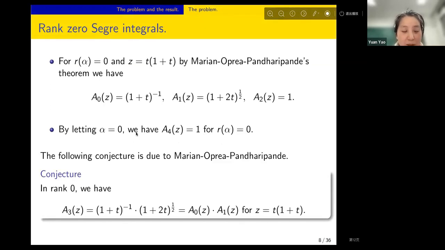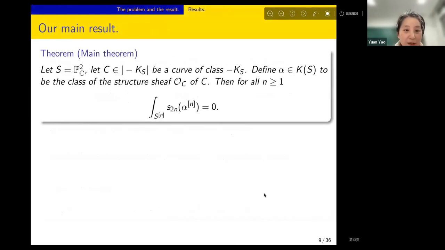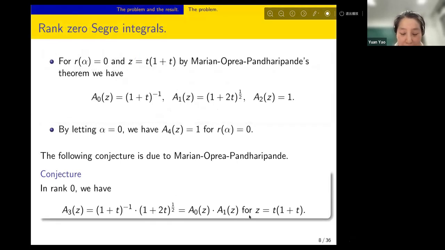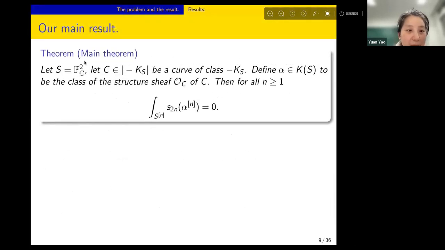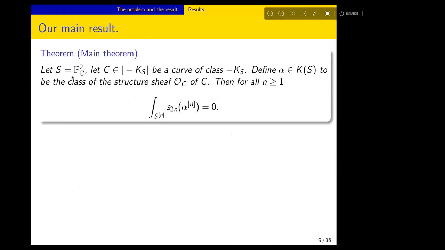Now, how about A3? This is the conjecture. So in rank 0, we have this formula. Okay, not complicated, right? Seems a very nice formula. So our result is we prove this conjecture. That's our main theorem.